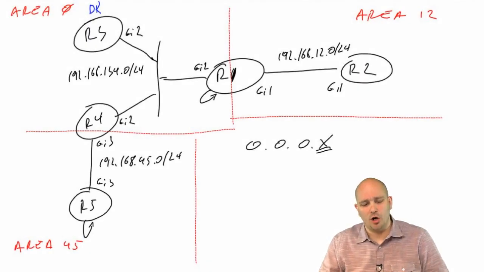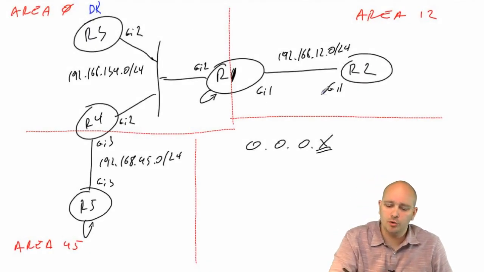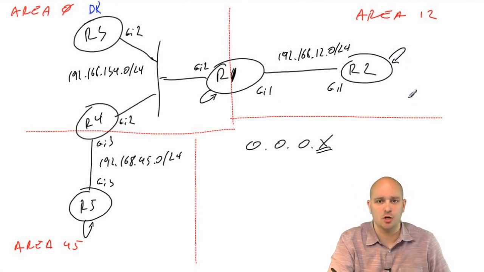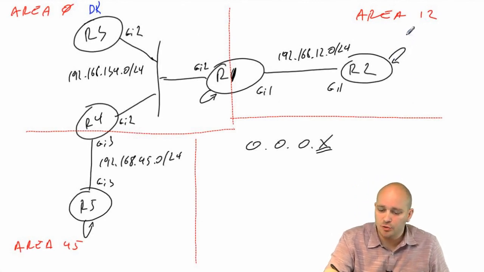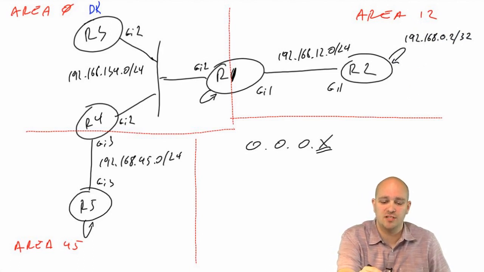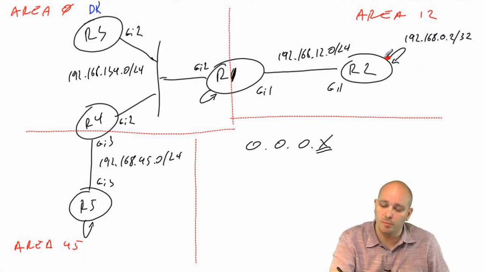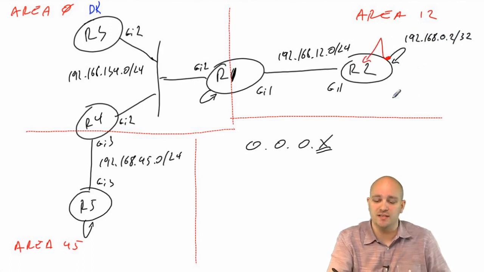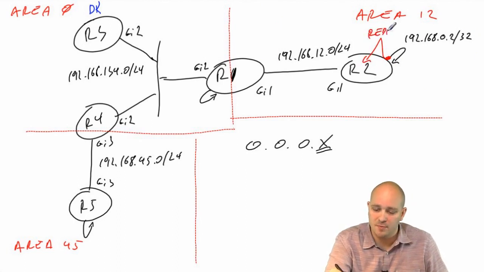Let's head back to our diagram here, and now I want to add a loopback interface on R2. And this is going to have an IP address of 192.168.0.2/32, but I don't want to advertise this into OSPF. What I want to do with this loopback is actually redistribute it into OSPF.